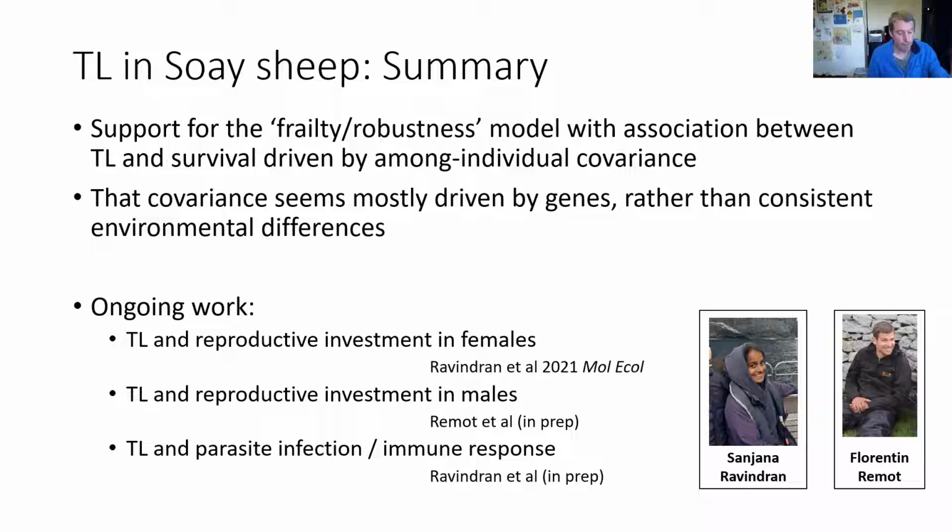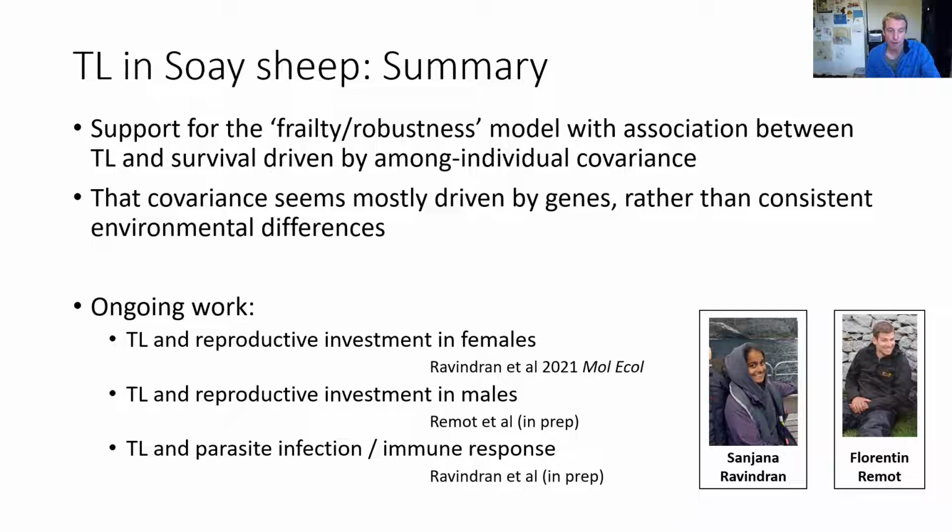This is obviously just one question that we could ask with this large longitudinal data set on telomere length. So we are delving deeper, many questions that we can address. This is largely being led by two very talented PhD students, Sanjana Ravindran, who's working with myself and Jacob Moorad in Edinburgh, and Florentin Rameau, who's doing a PhD in Lyon with Jean-François Lemaître. I've been lucky enough to co-supervise and try and persuade him to do some work on the sheep.